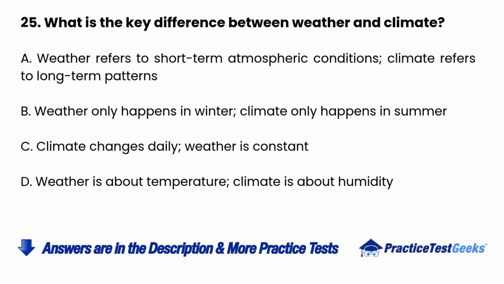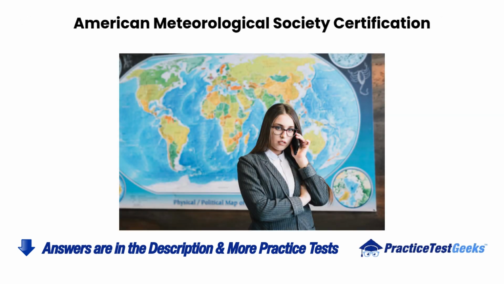A. Weather refers to short-term atmospheric conditions. Climate refers to long-term patterns. B. Weather only happens in winter. Climate only happens in summer. C. Climate changes daily. Weather is constant. D. Weather is about temperature. Climate is about humidity. American Meteorological Society.